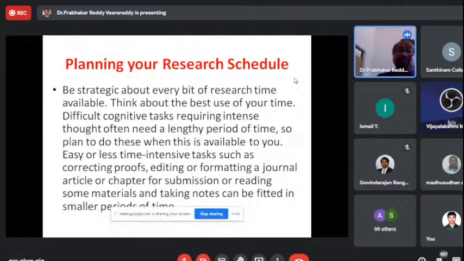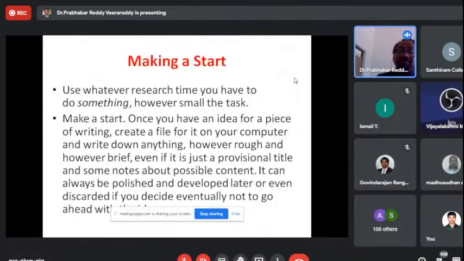Think about the best use of your time, because sometimes people say, sir, I am not getting time. No, you should make time, then only your research will start. Making a start: whenever there is time, you have to do something, however small the task. Make a start. It's very, very important.